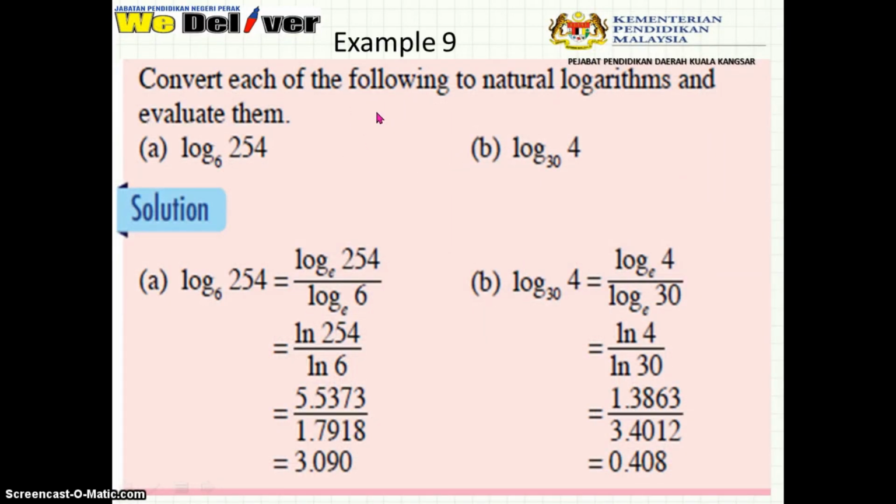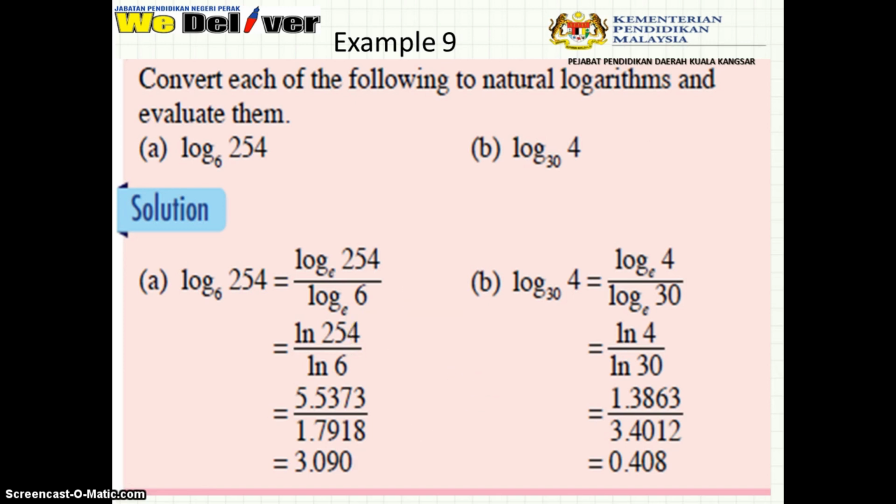Okay, let us see the example. Now, convert each of the following to the natural logarithm and evaluate them. Log 256 base 6. Okay, convert to the natural logarithm, log base e. So log 256 base e over log 6 base e. So we write as ln 256 over ln 6. Okay, and then press the calculator, you can get the answer 3.090.